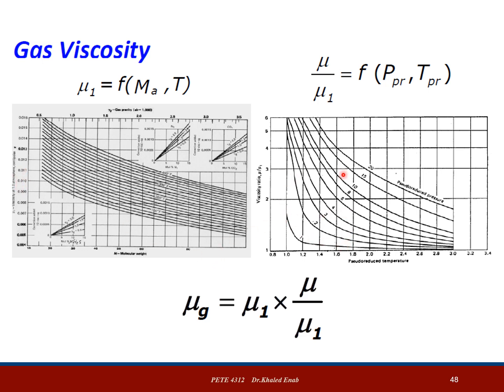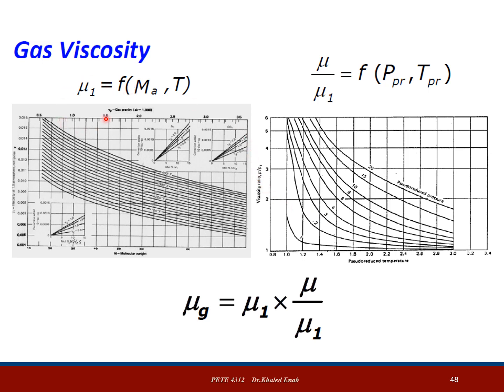So here comes the second step, which gives you mu divided by mu1, the viscosity divided by the viscosity at 1 atm, as a function of the reduced pressure and reduced temperature. So you get the pseudo-reduced temperature and the pseudo-reduced pressure here. You use it, you get mu divided by mu1.